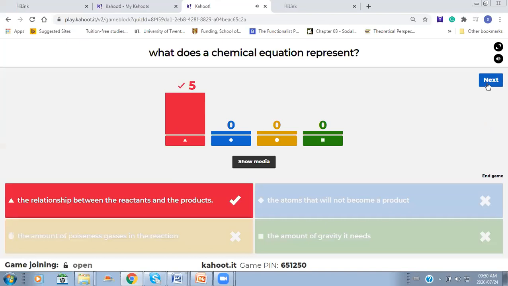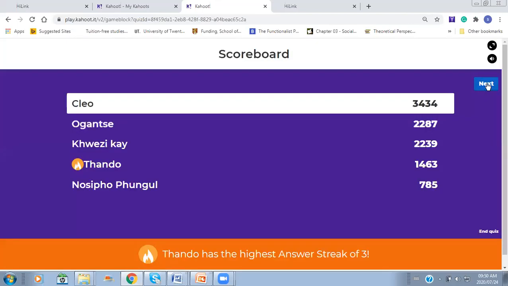What does a chemical equation represent? Yeah, five people got this one right. You all did well. All right, Tando has the highest answer streak of three. Let's go on.